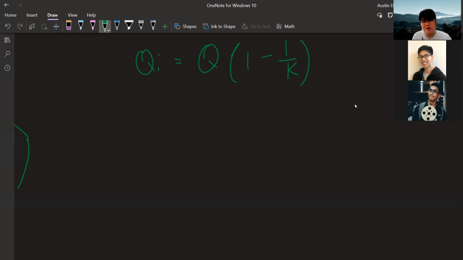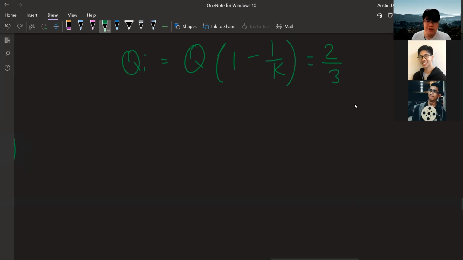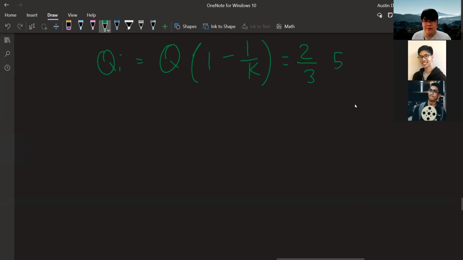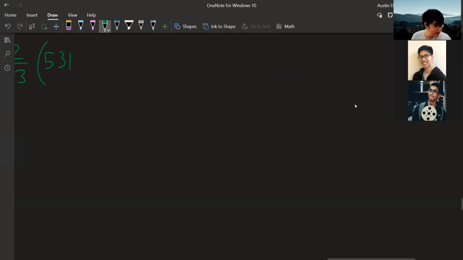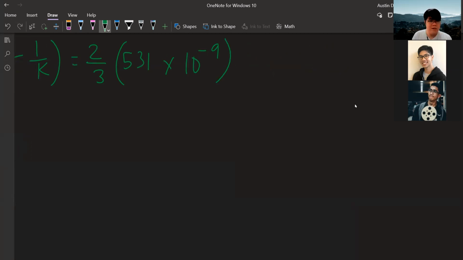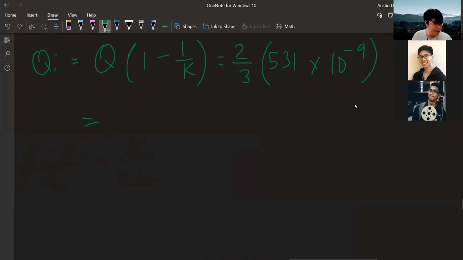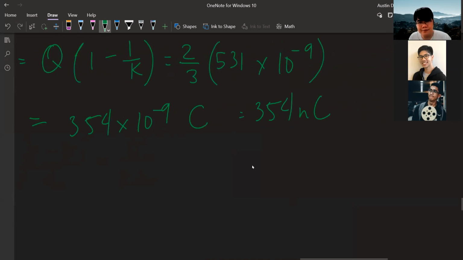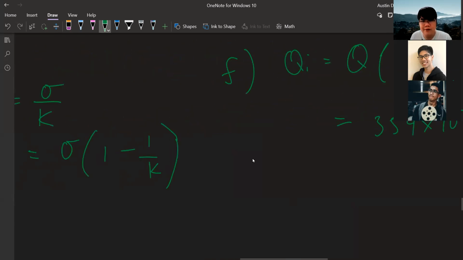And 1 over K is just 1/3. So is just 2/3 ng total charge ko, which is 531 times 10 to the negative 9. Okay? And if you calculate this, it has to be 354 times 10 to the negative 9 coulombs or nanocoulombs. 354 nanocoulombs. Okay? Okay. So this is for F. Okay?